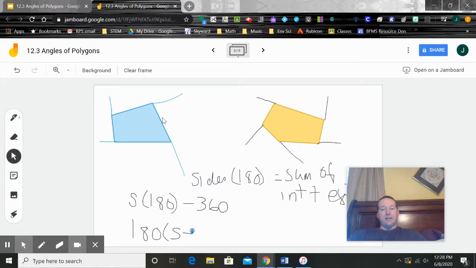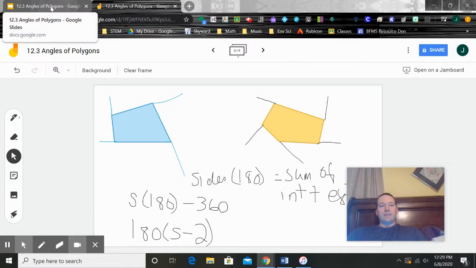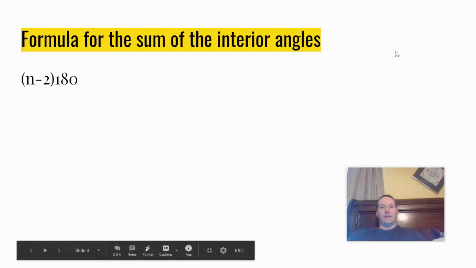That stays the same. My subtraction stays the same. What times 180 gives me 360? That will be 2. There's our formula. Okay, so s minus 2 times 180. The number of sides minus 2 times 180 will give you the sum of the interior angles.